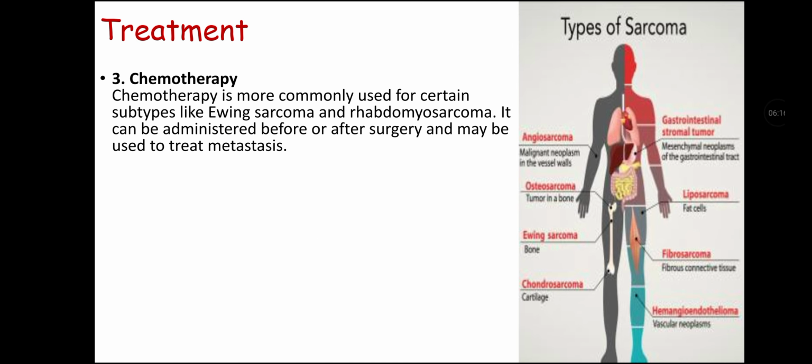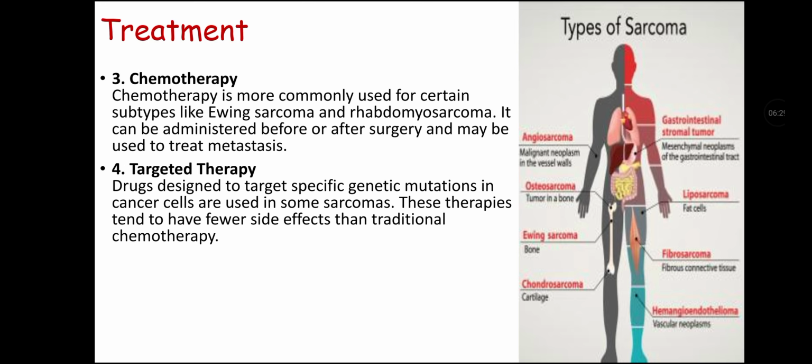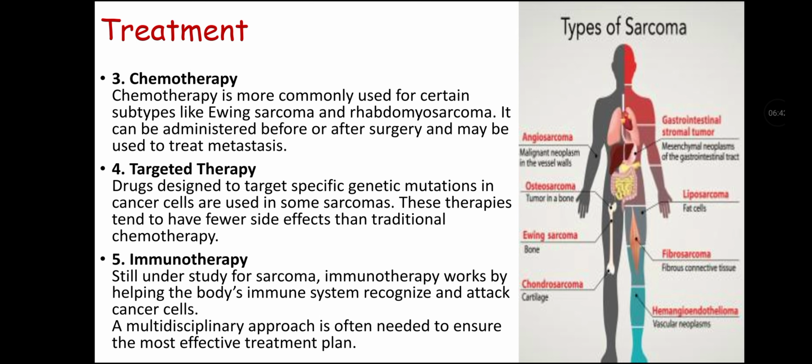Further, we can do chemotherapy, which is more commonly used for certain subtypes like Ewing sarcoma and rhabdomyosarcoma. It can be administered before or after surgery and may be used to treat metastasis. Next, we can do targeted therapy, that is, drugs designed to target specific genetic mutations in cancer cells are used in some sarcomas. These therapies tend to have fewer side effects than traditional chemotherapy.